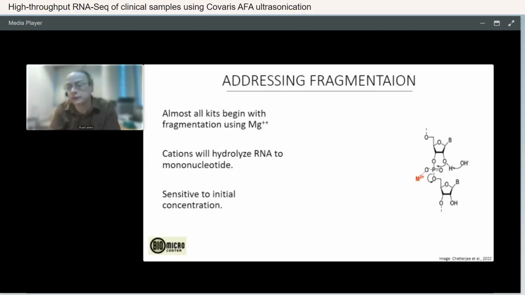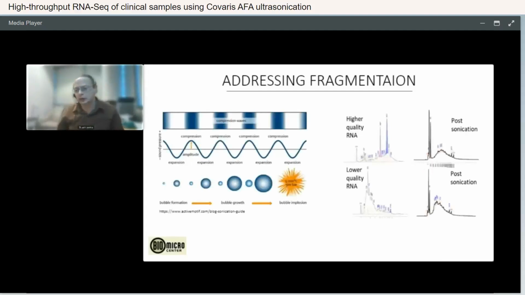It's also sensitive to the buffer. Different amounts of EDTA in the sample will result in different amounts of free magnesium at different rates. So it's highly sensitive to the initial condition. When you're dealing with these precious clinical or clinically derived samples, having this type of variability is very stressful and concerning. So we asked whether sonication could work instead.